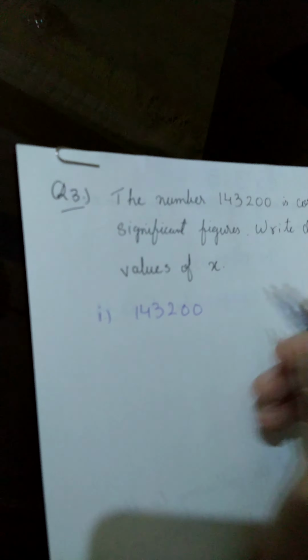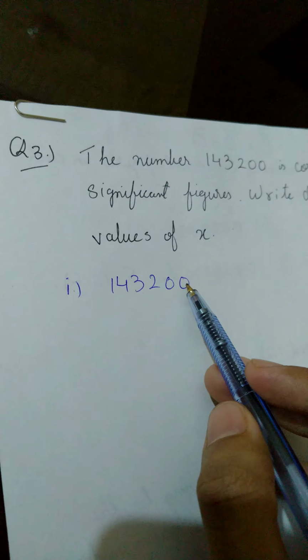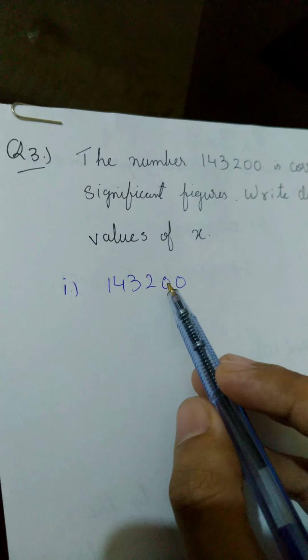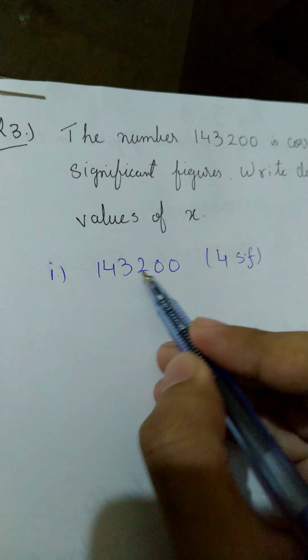1 2 3 4, 1 2 3 and 4 only. These two are trailing zeros and there is not a decimal point here, so these two will not be considered. These are insignificant, so only 1 2 3 and 4. So in the first case only 4 significant figures are found.